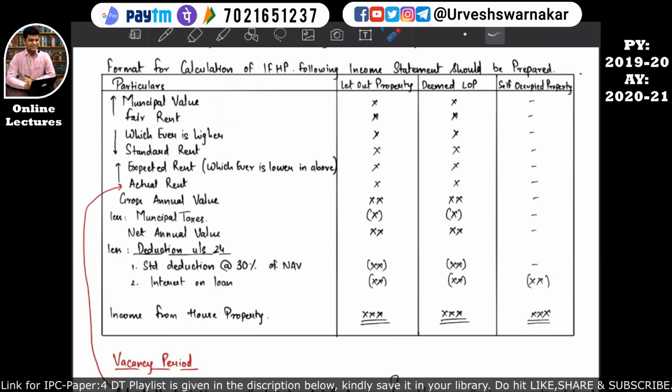But in real life, while computing the income of an assessee, for example, after 3 years you will become a chartered accountant, and a particular assessee comes and he has an income from house property. That time you don't need to see the municipal value, you don't need to see fair rent, you don't need to see the standard rent. All these things will be seen by the income tax officer, if he feels that the actual rent is below the expected rent. I hope this is quite clear. So I tried to connect this concept with the real life scenario also.